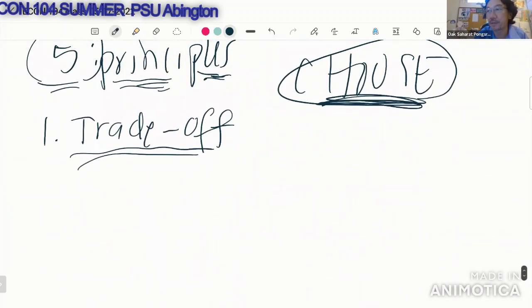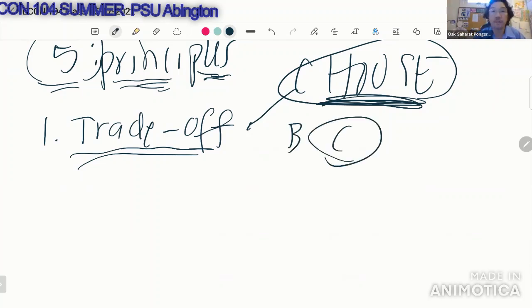So every choice is about trade-off. There's always benefit and cost, and the cost there is the trade-off. So I'm going to go to number 2, same thing as opportunity costs. Opportunity cost is coming in part 2.